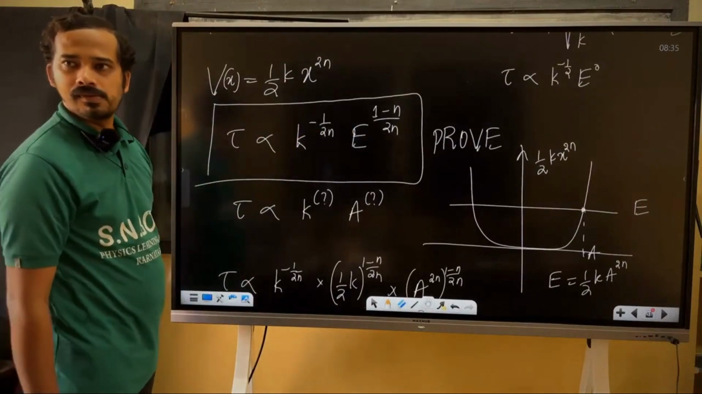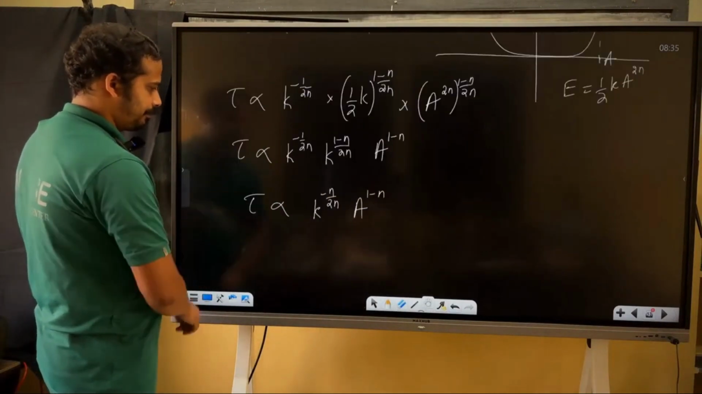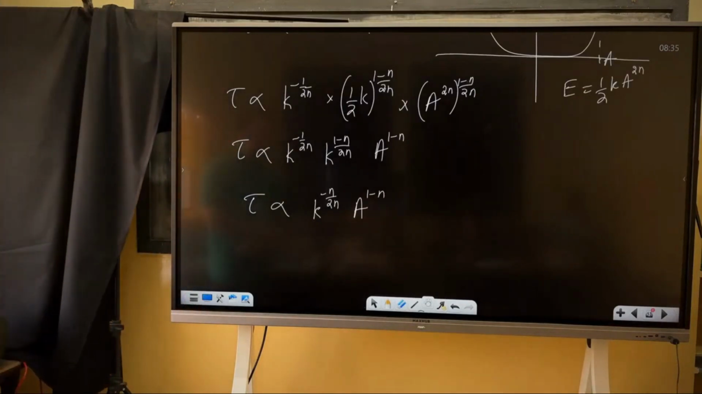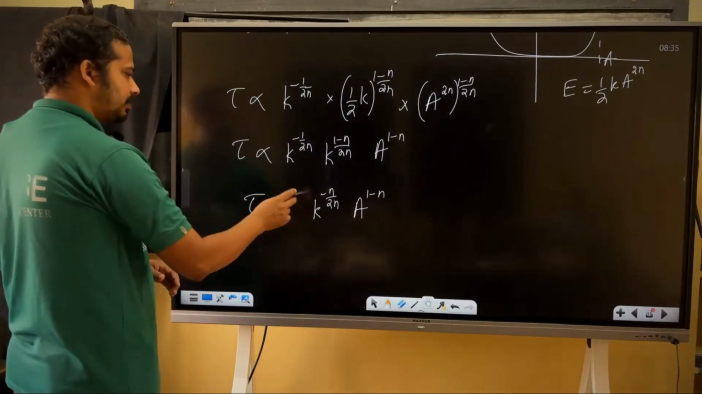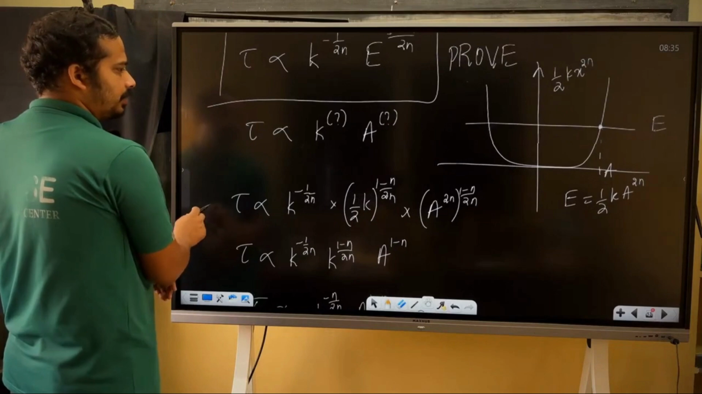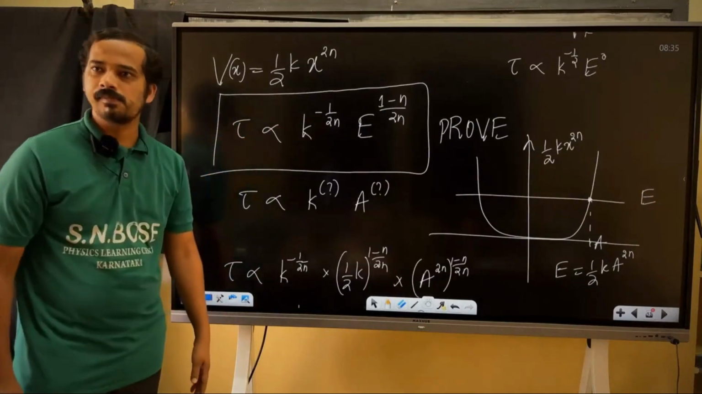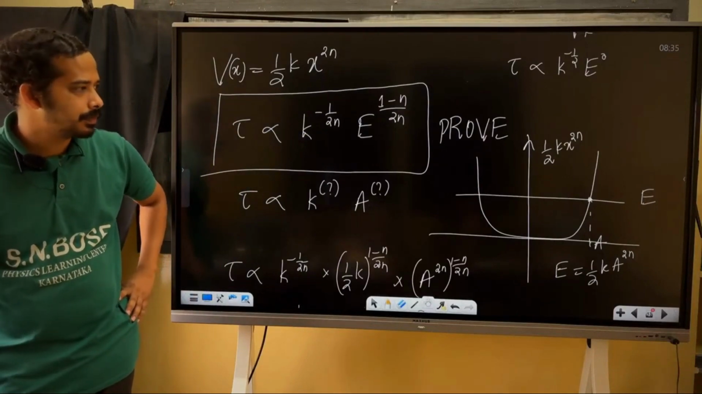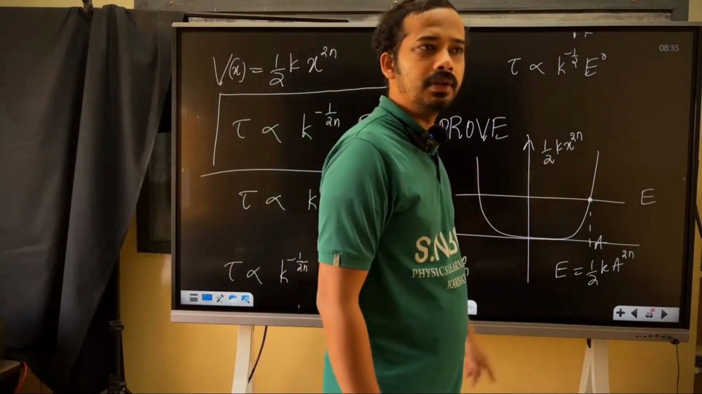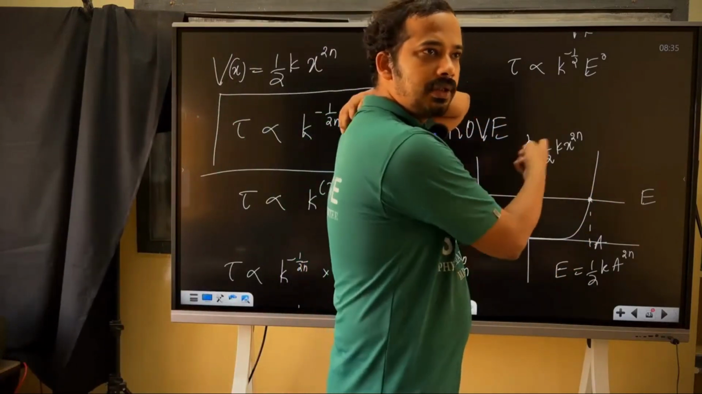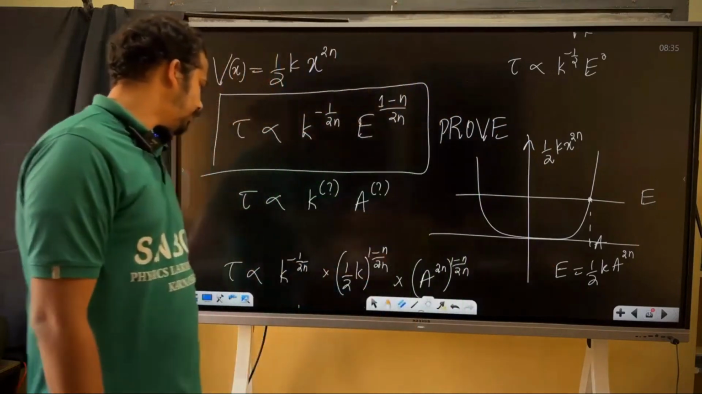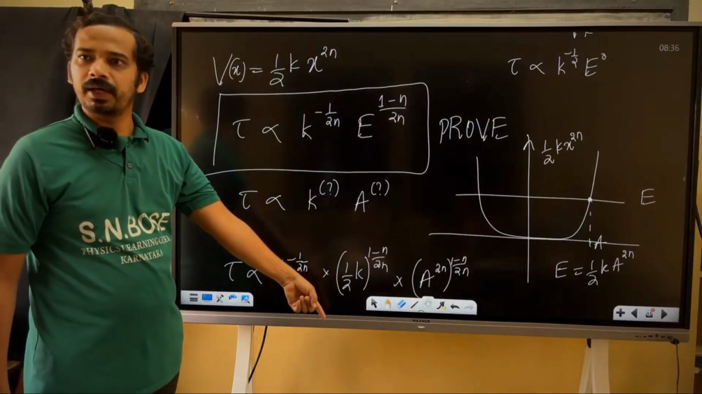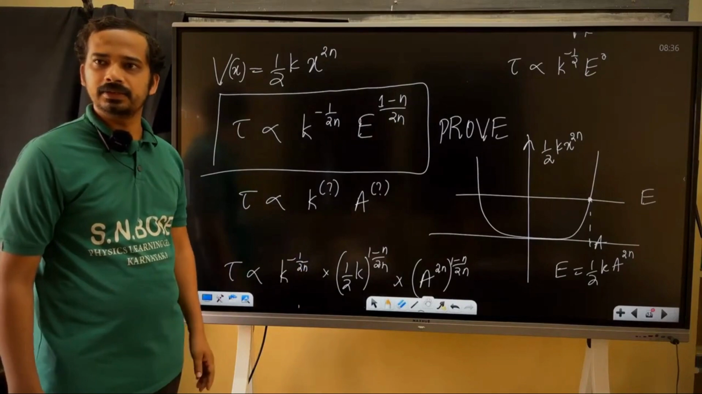Who knows if they have made any mistake in this expression? Suppose we multiply like that. Tau is proportional to K and tau is proportional to E. No, what I'm saying is, when you write in terms of amplitude, this k came. When you write in terms of energy, this k came. I'm thinking x power n, but here x power 2n. If you write in terms of energy, this is the k power. If you write in terms of amplitude, that is the k power. Can I say like this?